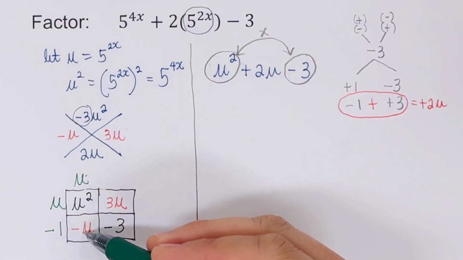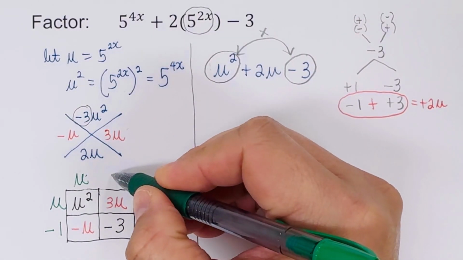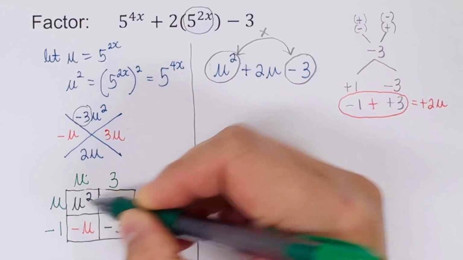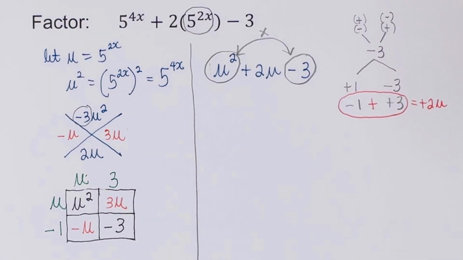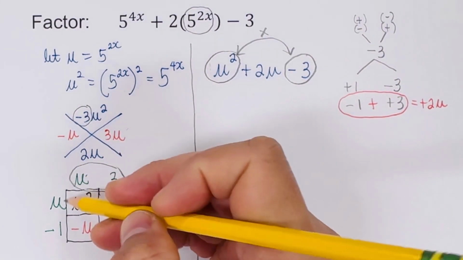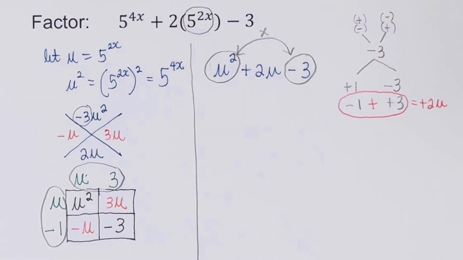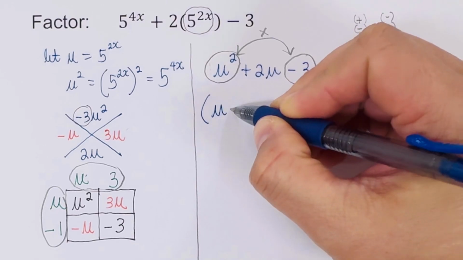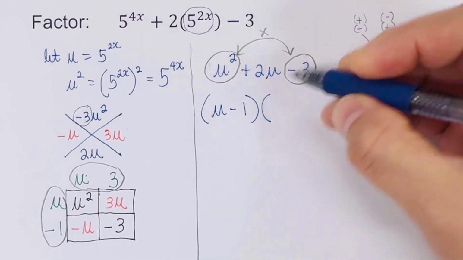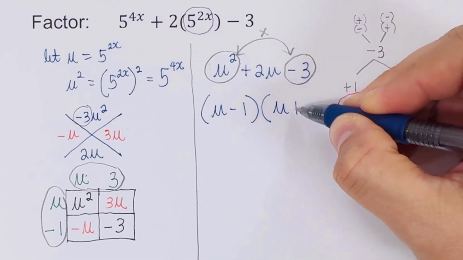So u times negative 1 is negative u. And this is a positive 3. 3 times u is 3u. 3 times negative 1 is negative 3. So these are the factors of this u expression that we have up there. So I'm going to rewrite that down below here. That is u minus 1 times u plus 3.